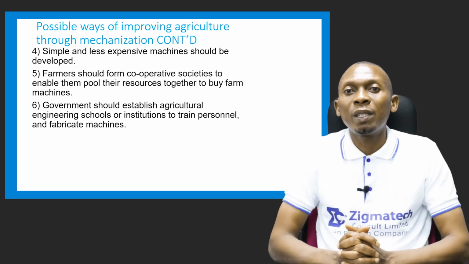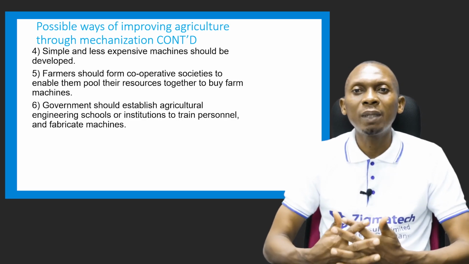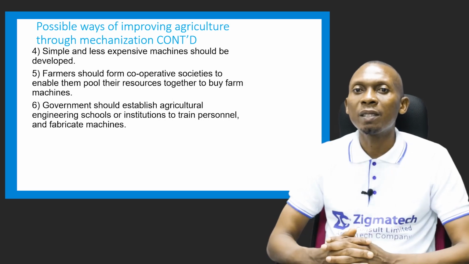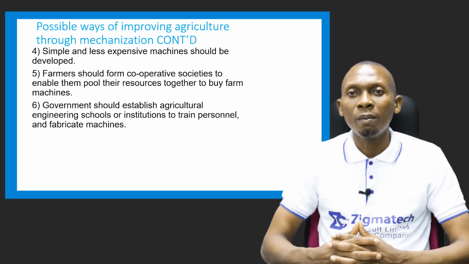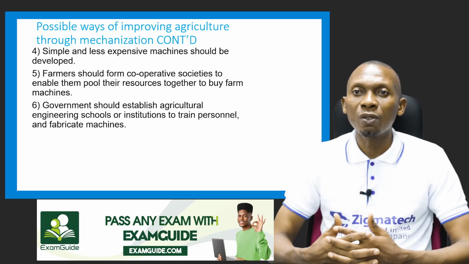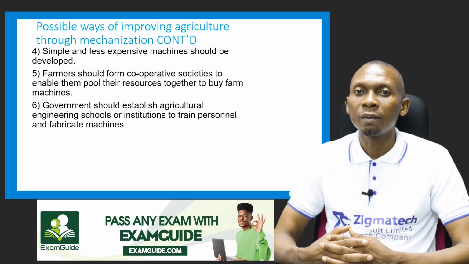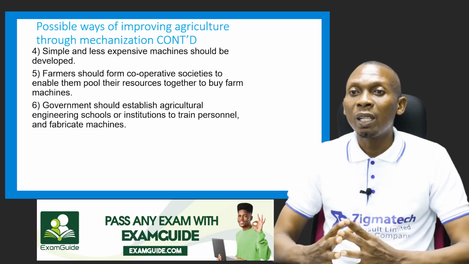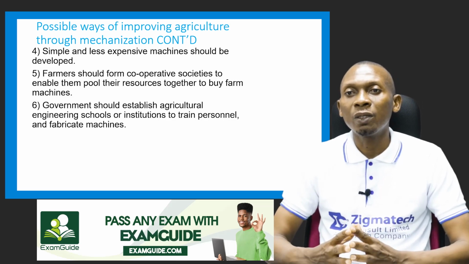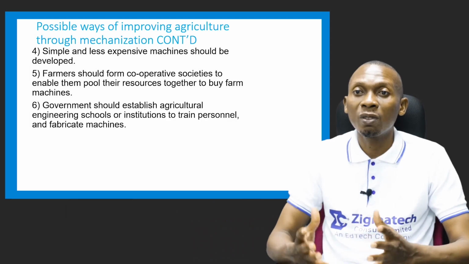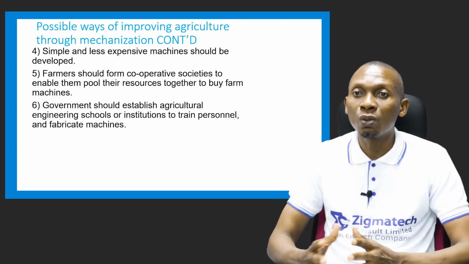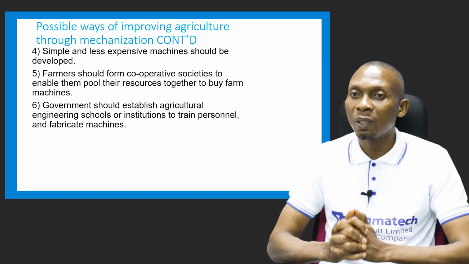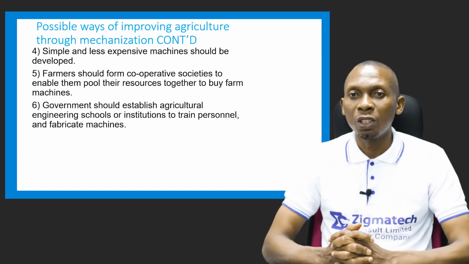Now, simple and less expensive machines should also be developed. So not machines that are too complex, but simple and less expensive, will also encourage mechanization in West Africa. Farmers can also form cooperative societies which will enable them to pool their resources together to buy farm machines. Cooperative societies are people who work together with common interests and common goals to achieve a purpose. So these farmers can come together, pool their resources, and buy farm machines.